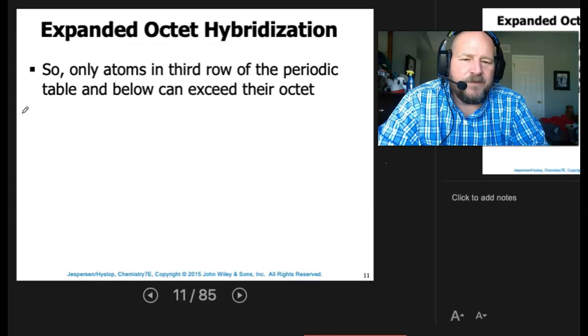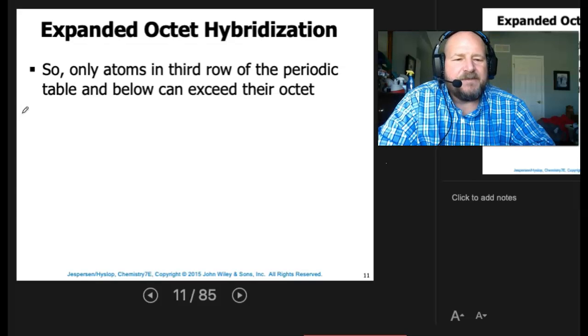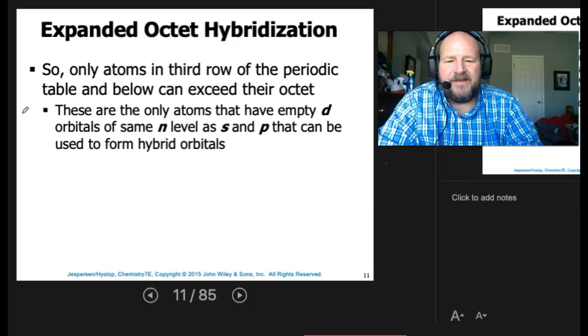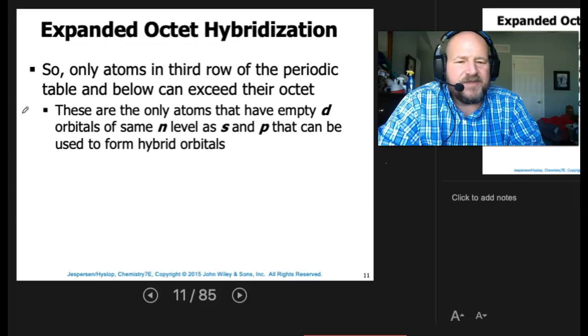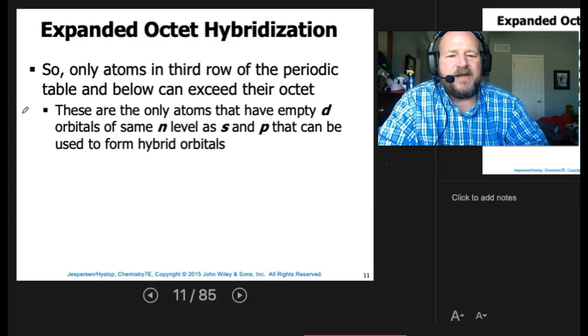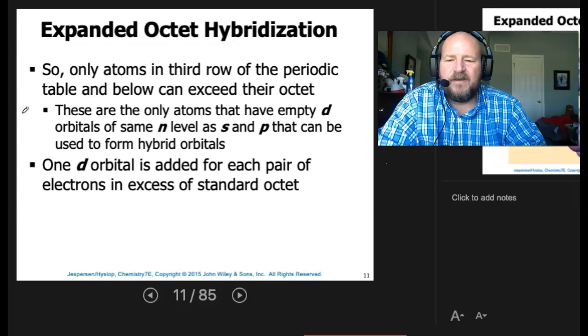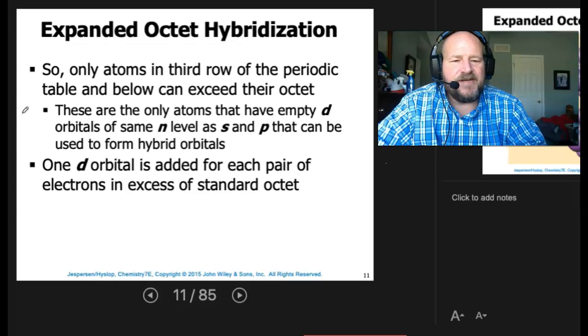We saw that before when we were drawing out structures. Same is going to be true here. You have to have that d orbital so that you can use it to backfill to expand beyond 8 electrons. 1 d orbital is added for each pair of electrons in excess of your standard octet.